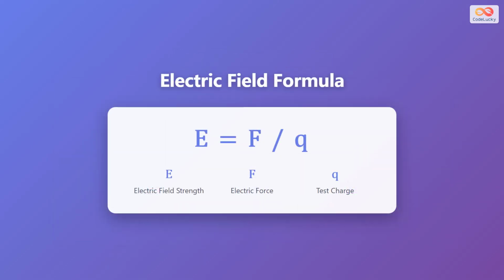The electric field can be calculated using a simple formula. E equals F divided by q. Here, E represents the electric field strength, F is the electric force experienced by a charge in the field, and q is the magnitude of the test charge we place in the field. This formula tells us that the electric field strength is simply the force per unit charge. In other words, it's the amount of force that would be exerted on 1 coulomb of charge at that location.